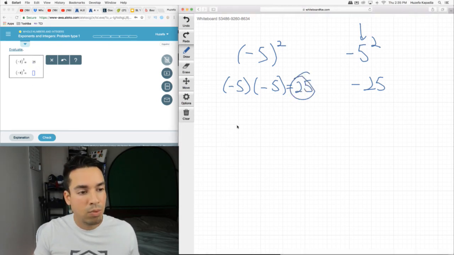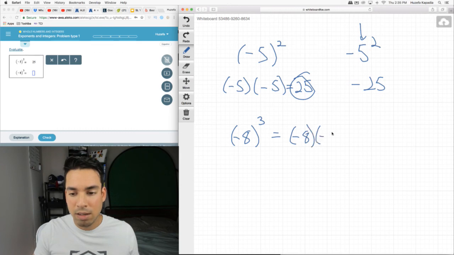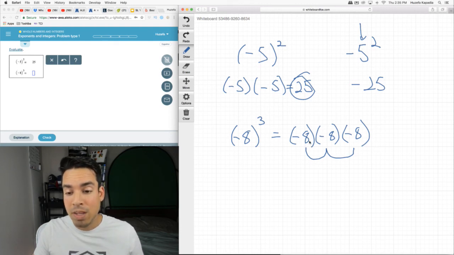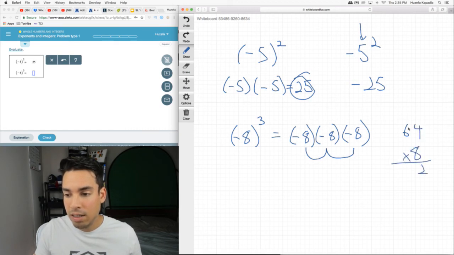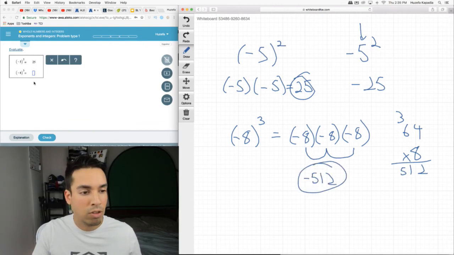And then what about this one down here, negative 8 cubed? This is that entire quantity, negative 8 times negative 8 times negative 8. So 3 times. We've got a negative times a negative, which becomes a positive. But then there's another negative in the mix, which will turn everything back to a negative. Now we just have to do the arithmetic. 8 times 8 is 64, times 8 again, 512. So the answer is negative 512.